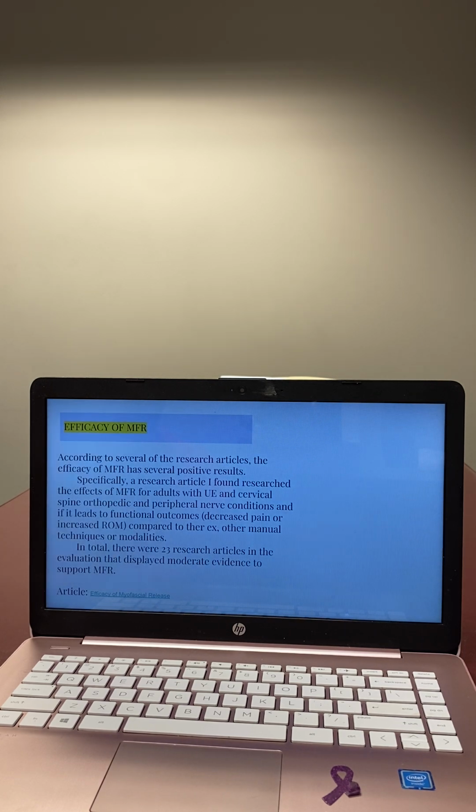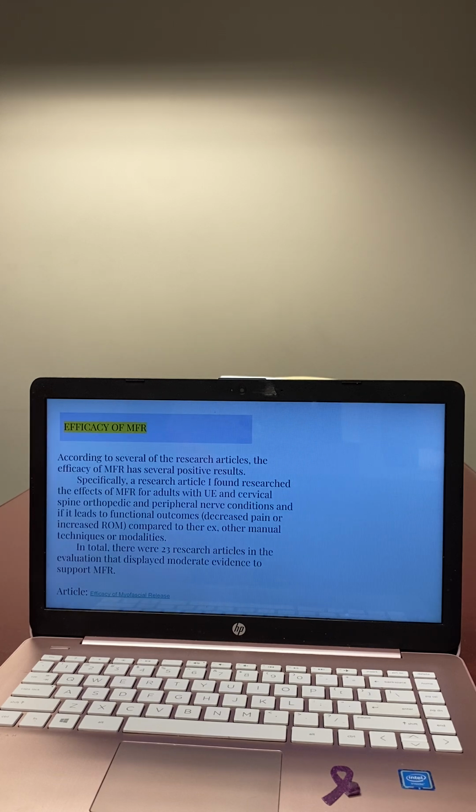So specifically, a research article I found researched the effects of MFR for adults with upper extremity and cervical spine, orthopedic, and peripheral nerve conditions, and whether that leads to functional outcomes. So does it lead to decreased pain? Does it increase their range of motion compared to TheraBand and other manual techniques or modalities? In total, there were 23 research articles in the evaluation that displayed moderate evidence to support MFR.